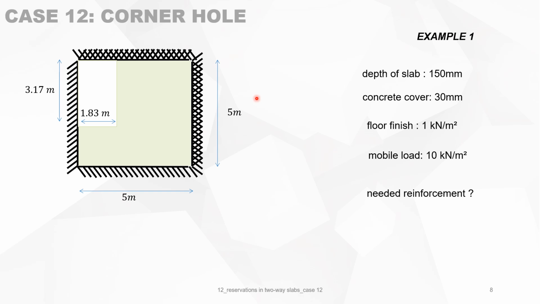Let's give an example of how to deal with this type of formula. Suppose we have a slab of 150 millimeters depth, 30 millimeters concrete cover, floor finish is 1 kilonewton per square meter, and the mobile load is 10 kilonewton per square meter. What is the needed reinforcement in this type of slab? In this case, case 12, reservation in it. First, we calculate the load in ULS, which is 1.35 permanent loads plus 1.5 mobile loads, gives you 21.4 kilonewton per square meter.